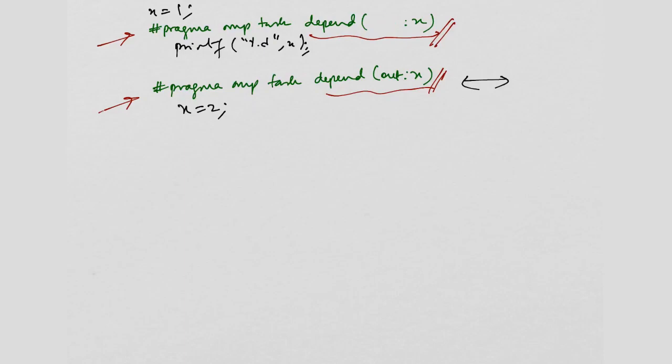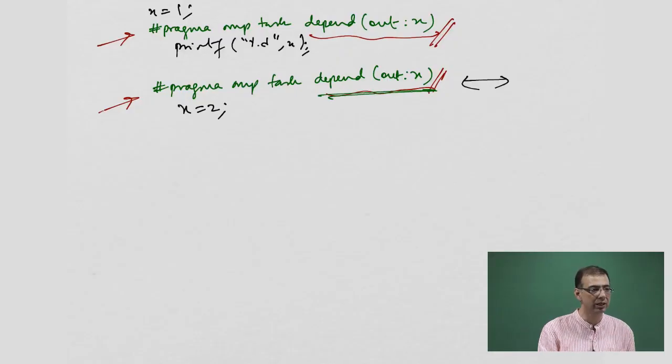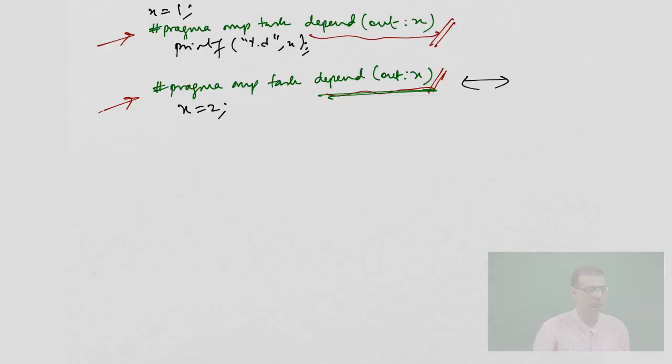Now let me change this to out. Now what will happen? Still 1, right? Because this task, the dependency says that all previously occurring siblings, even when it is in, out or in, out, right? Any of the three, they will be executed before I execute. And finally, what will be printed?